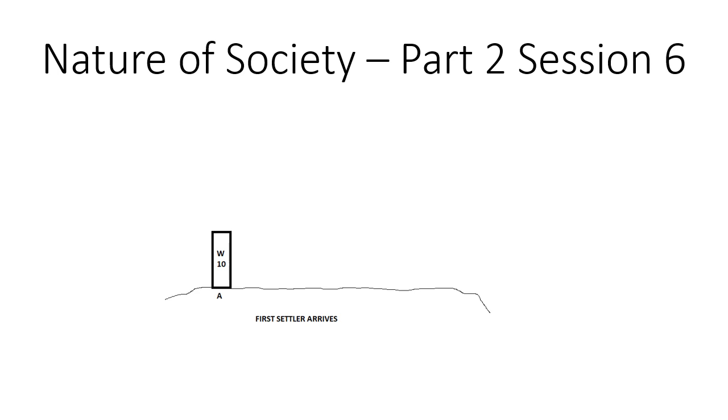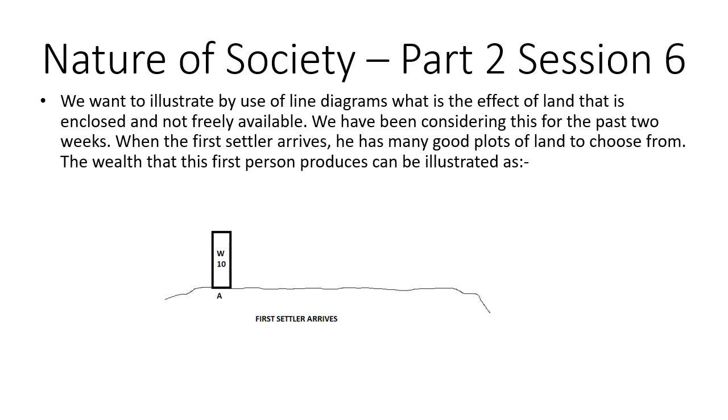Native Society Part 2, Session 6. We want to illustrate by use of line diagrams what is the effect of land that is enclosed and not freely available. We have been considering this for the past 2 weeks.